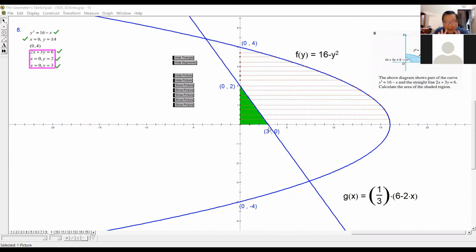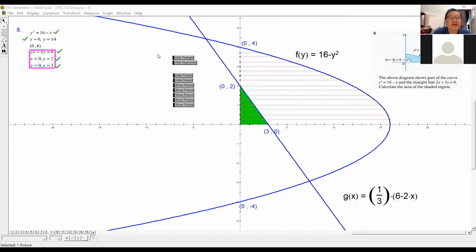So far, we have not integrated anything yet. We are not going to find the area yet. We want to find the points of intersection, the vertices of the shaded region. So all the vertices we try to find out first. This is important because without the vertices we cannot find the limits, right? Where to integrate from and to, we don't know.